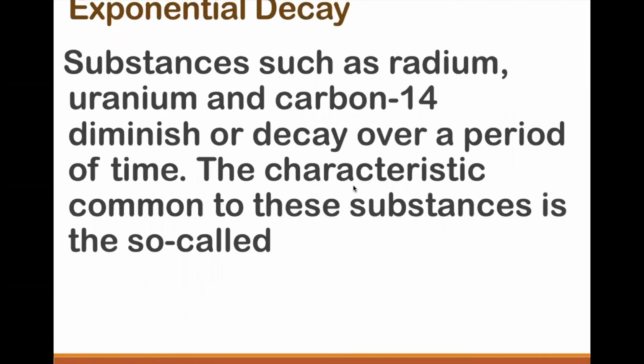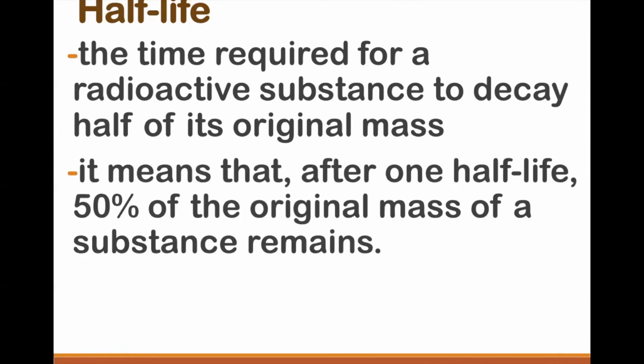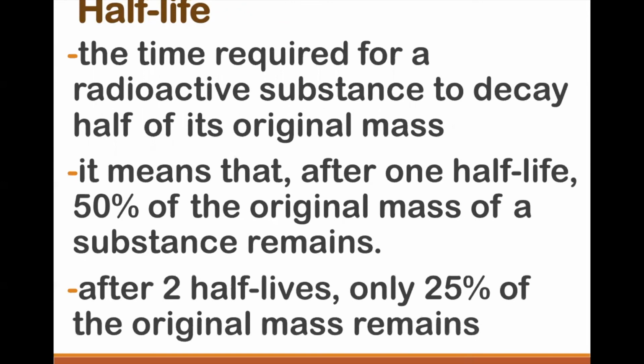So for exponential decay, we also have some substances such as radium, uranium, and carbon-14 that diminish or decay over a period of time. The characteristic common to these substances is what we call a half-life. Half-life is the time required for a radioactive substance to decay to half of its original mass. So after one half-life, 50% of the original mass of the substance remains. After 2 half-lives, only 25% of the original mass remains.